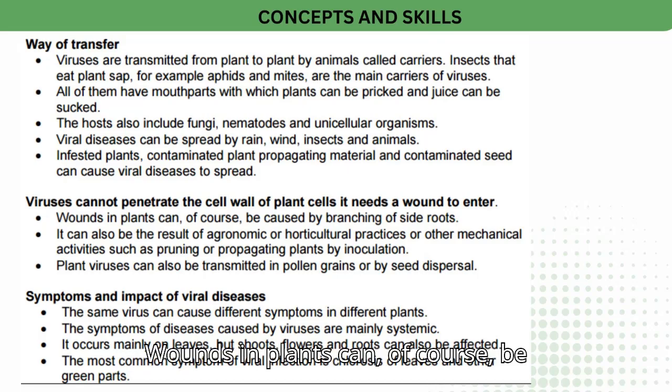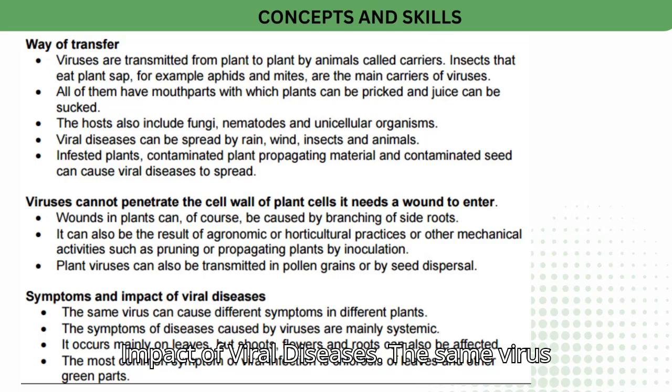Wounds in plants can, of course, be caused by branching of side roots. It can also be the result of agronomic or horticultural practices or other mechanical activities such as pruning or propagating plants by inoculation. Plant viruses can also be transmitted in pollen grains or by seed dispersal.